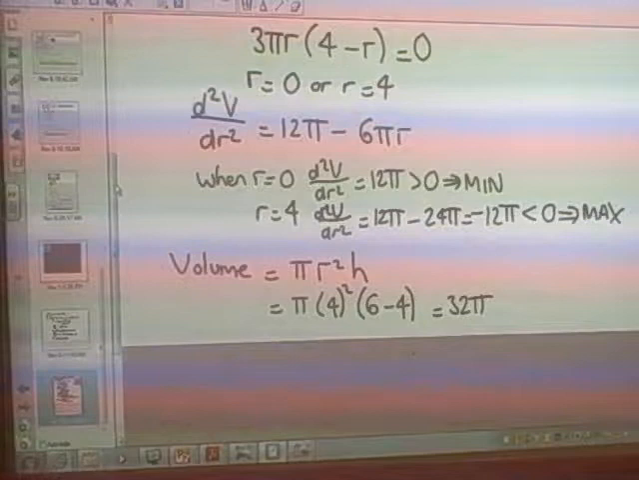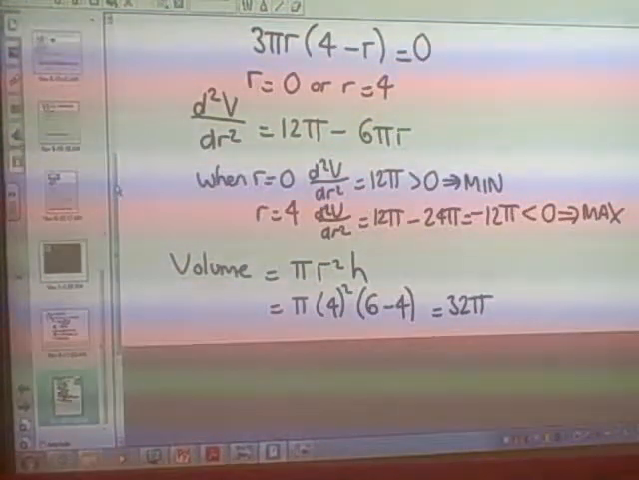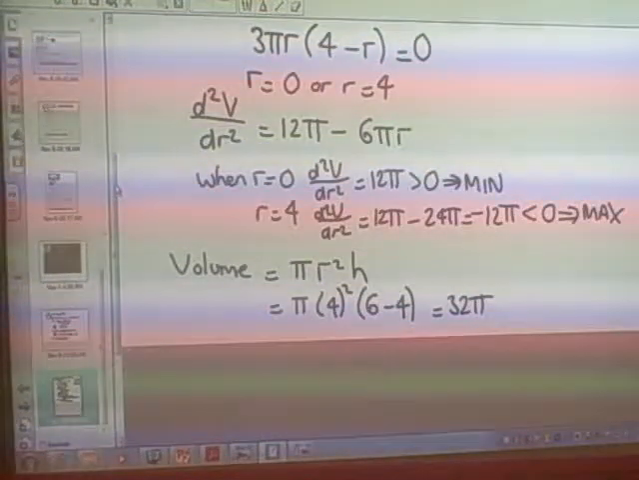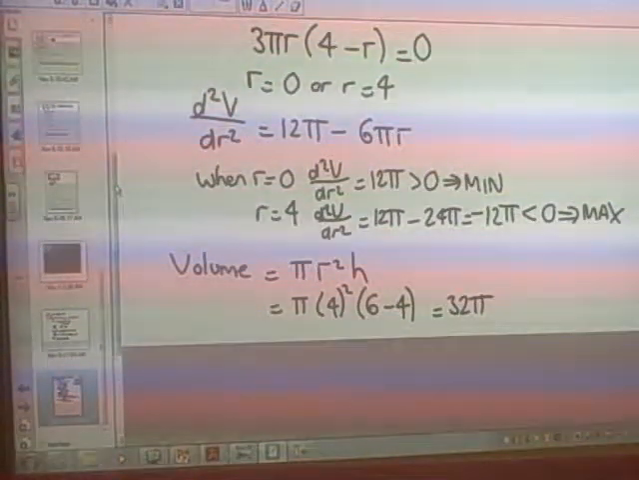volume is 32 pi. So you might want to watch that again, perhaps a little bit slower, pausing occasionally to make sure you can follow each of those steps. But that's question 10 from exercise 7c.